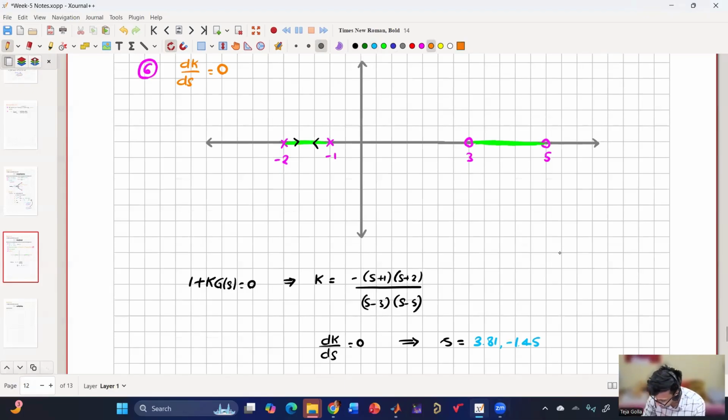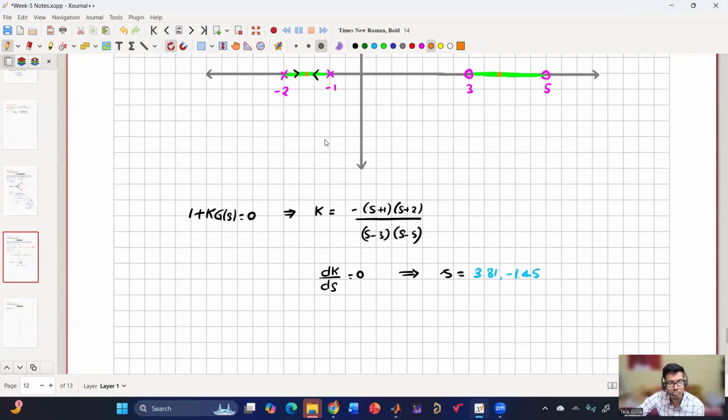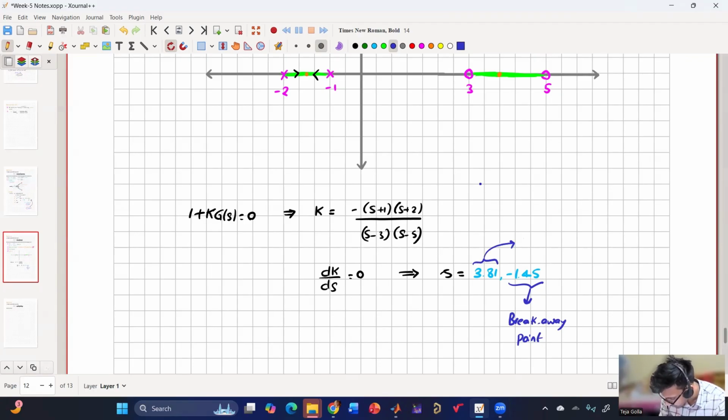3.81 is somewhere here. Minus 1.45 is somewhere here, which means based on the location of the root locus as well as the location of these points, I can say one is breakaway, one is break-in. The point where poles are hitting is called breakaway. That's why it is an interesting problem. This is the breakaway point, and this is the break-in point.